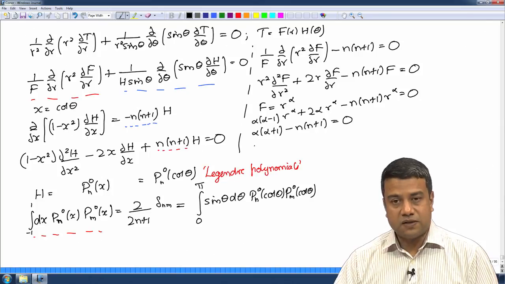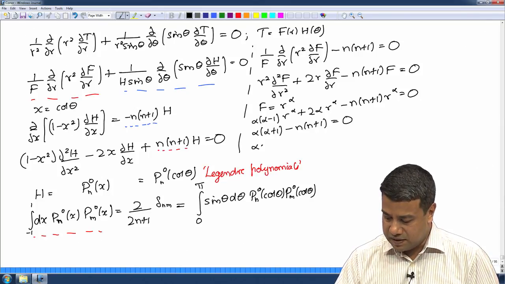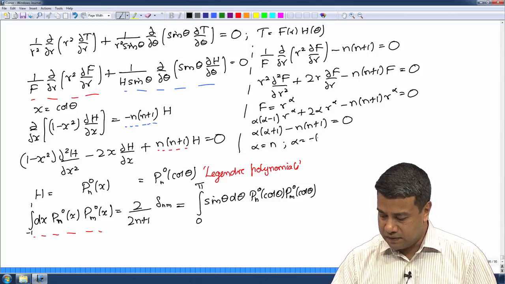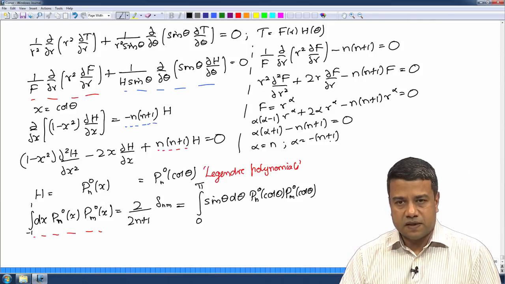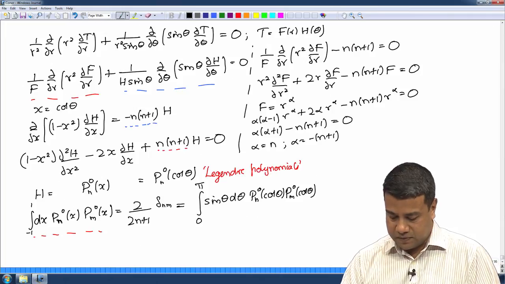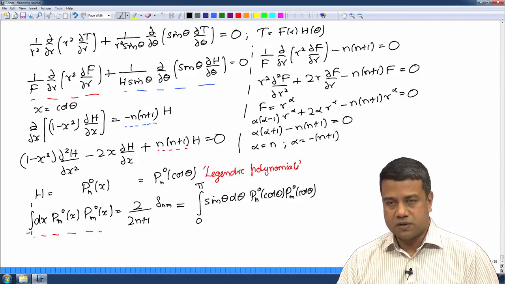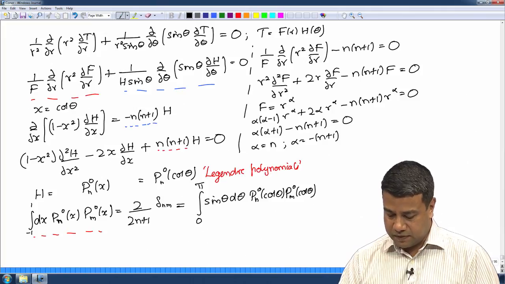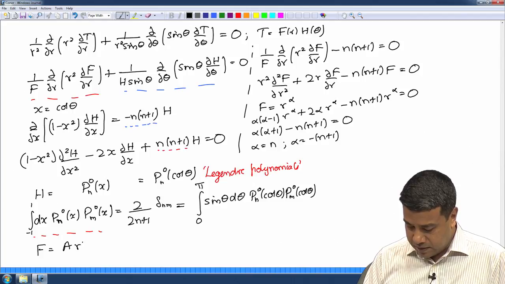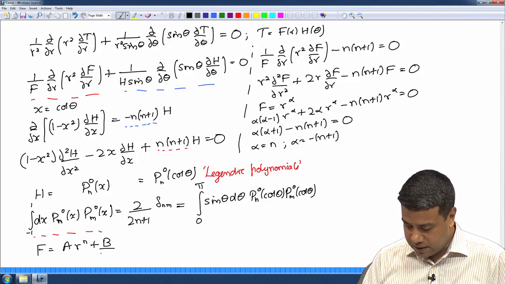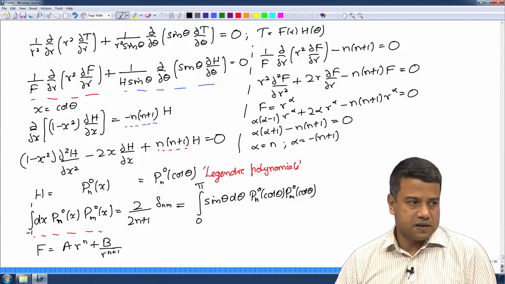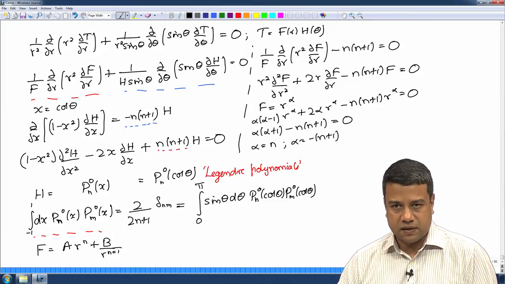One solution is sort of obvious, alpha is equal to n. The other solution is that alpha is equal to minus of n plus 1. Because if alpha is minus of n plus 1, then alpha plus 1 is minus n, and once again this goes to 0. So, therefore, the solutions for f are of the form f is equal to A r to the power n plus B by r to the power n plus 1. One of them increases as r increases, the other decreases as r increases.